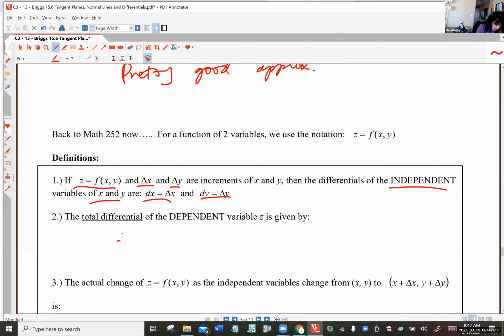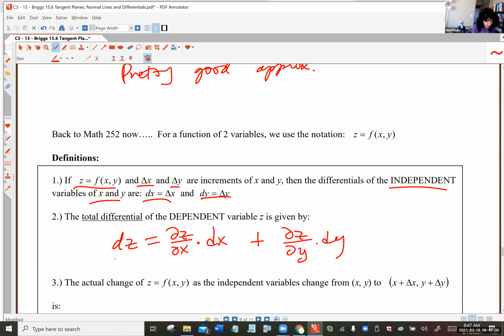Then the total differential of the dependent variable z is given by the partial of z with respect to x times the change of x plus the partial of z with respect to y times the change in y. And there you go.